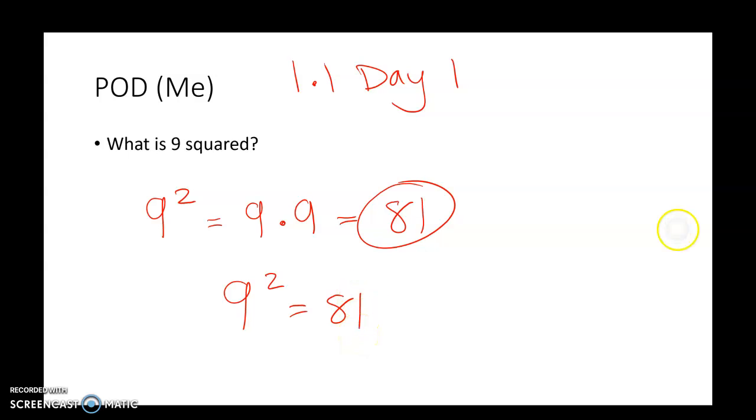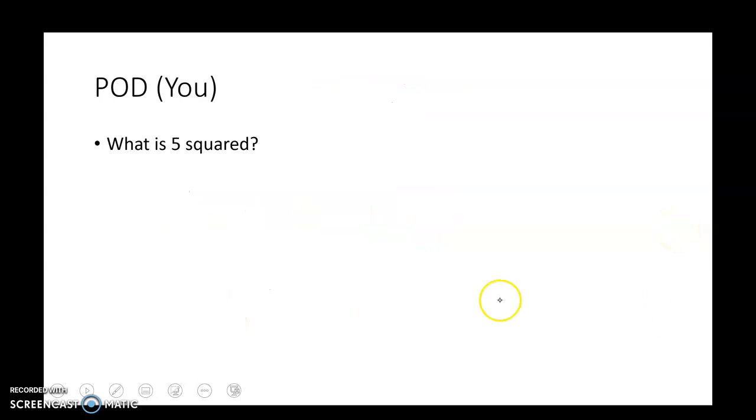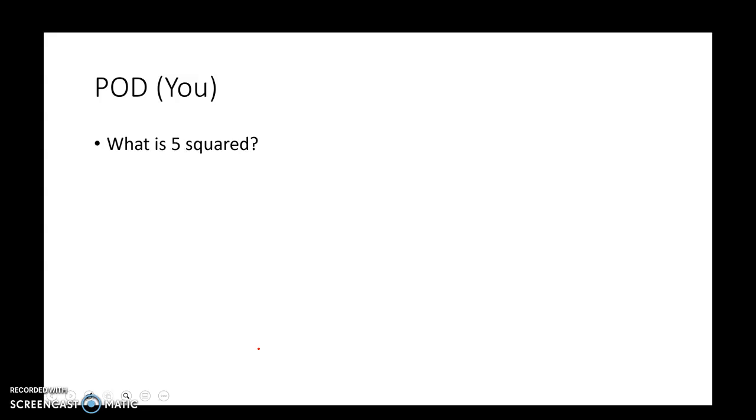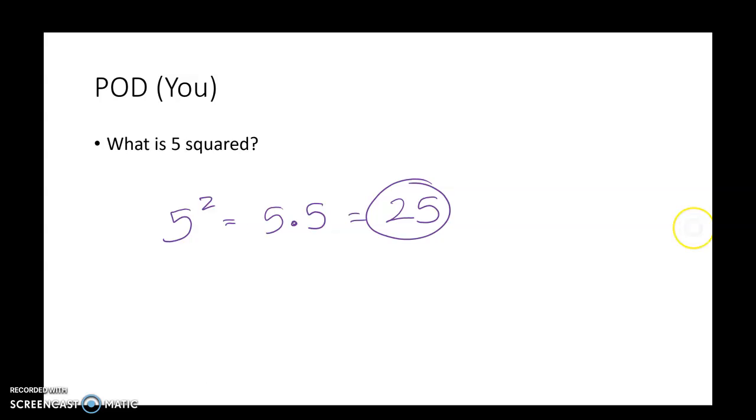Now, take some time to yourself and do this problem on your own. Pause right here, and when you're done, resume to see if you got it correct. Good luck. All right. So 5 squared, you should have put 5 squared equals 5 times 5. And 5 times 5 gets you 25. Hopefully you got that correct. This is your problem of the day, and let's move on to what you're learning today.